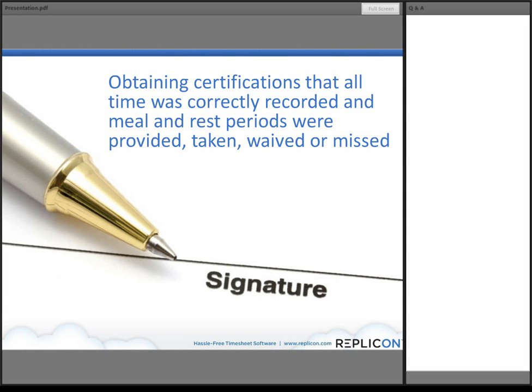Can it generate a pop-up? Can I have an electronic signature? And yes, an electronic signature would work.